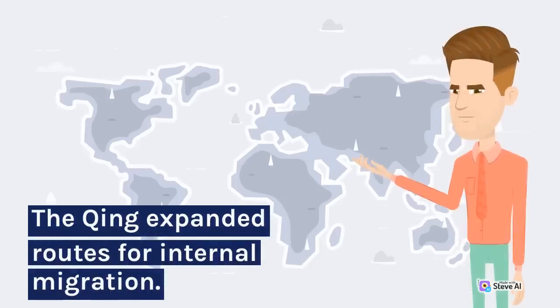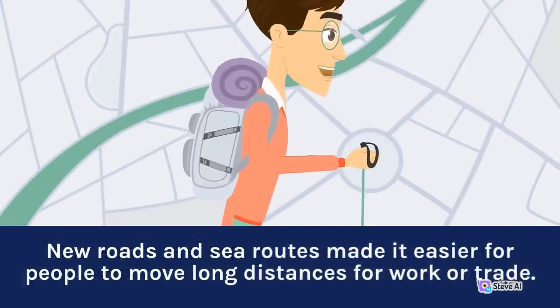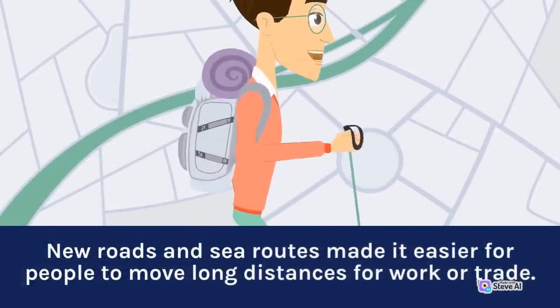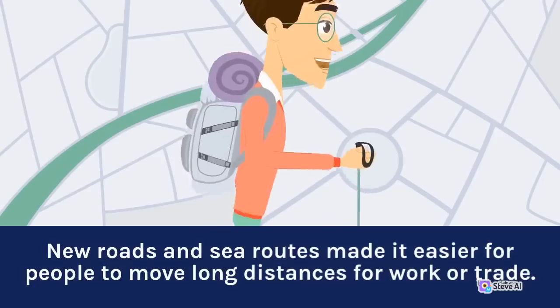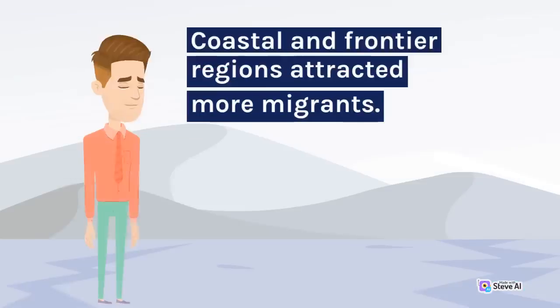The Qing expanded routes for internal migration. New roads and sea routes made it easier for people to move long distances for work or trade. This increased geographic mobility and economic specialization across China. Coastal and frontier regions attracted more migrants.